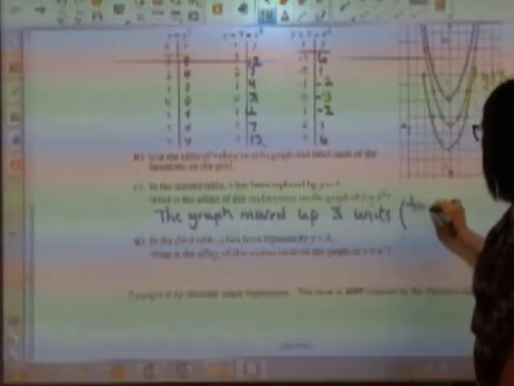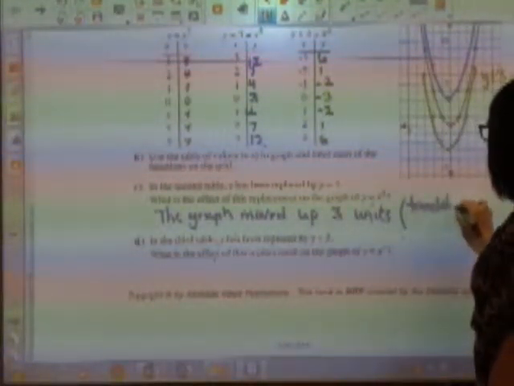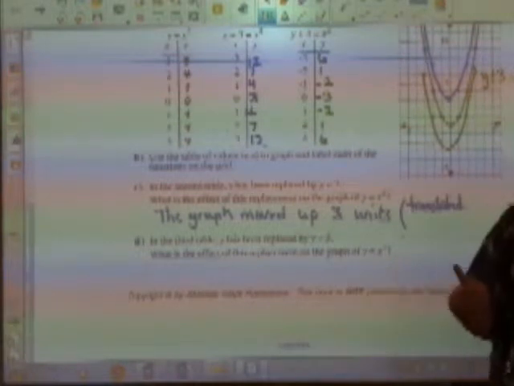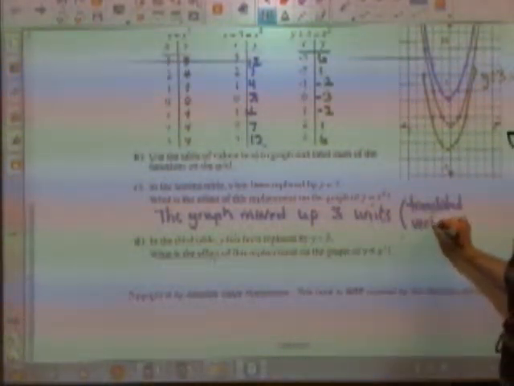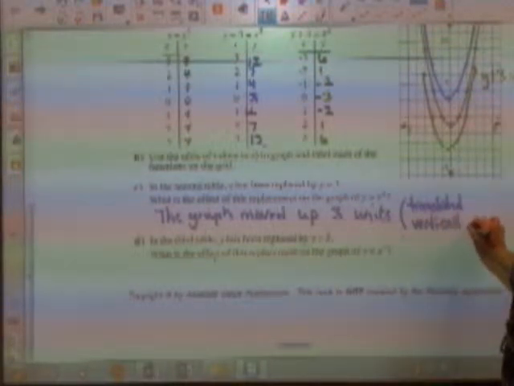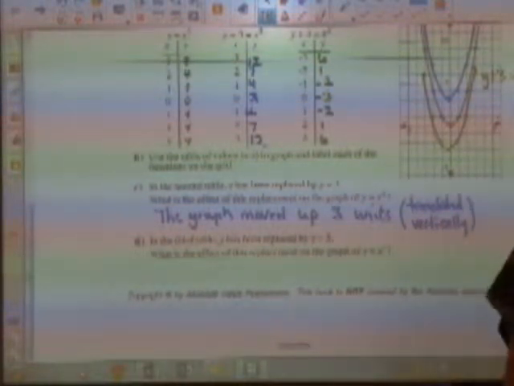Now, I could use better notation and I could say that it translated, because translated is my proper math term for a slide, and it translated vertically 3 units.